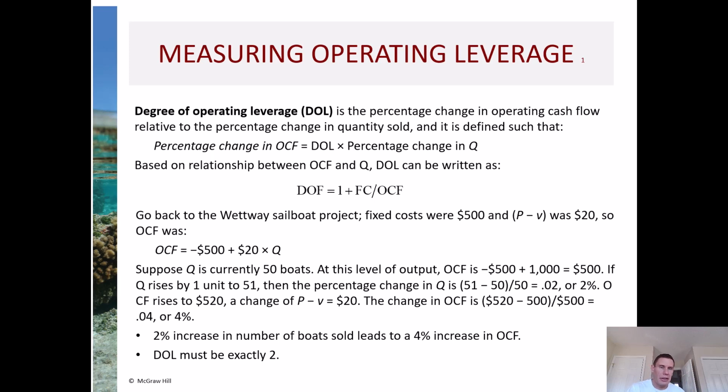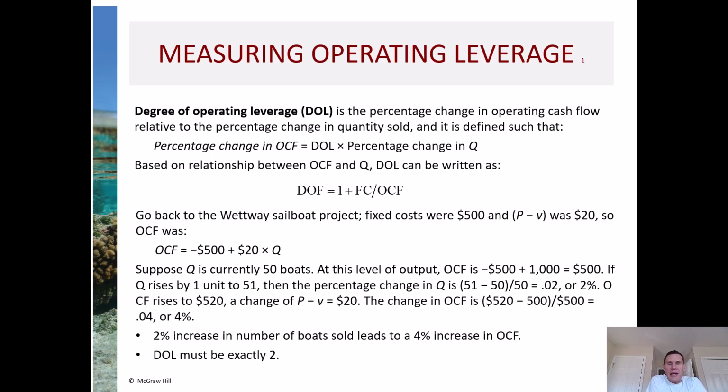So the DOL, the degree of operating leverage, is the percent change in operating cash flow relative to the percent change in quantity sold. And it is defined such that the percent change in OCF equals the DOL, degree of operating leverage, times percent change in quantity. So based on the relationship between OCF and Q, we can write the DOL as 1 plus the fixed costs divided by operating cash flow.